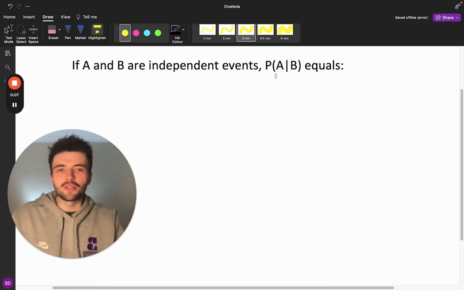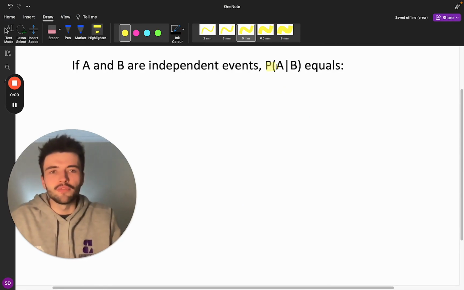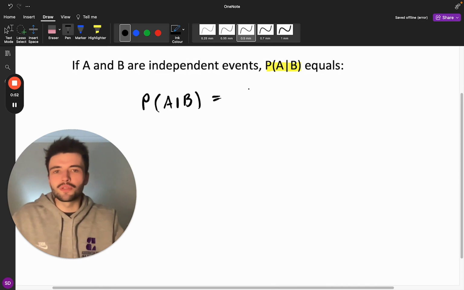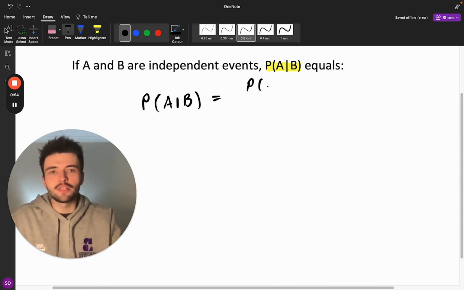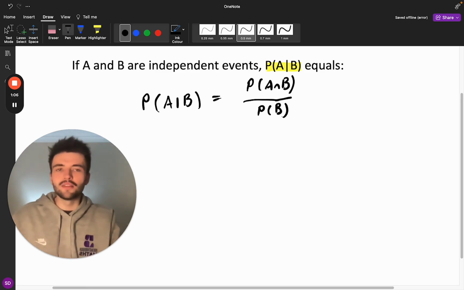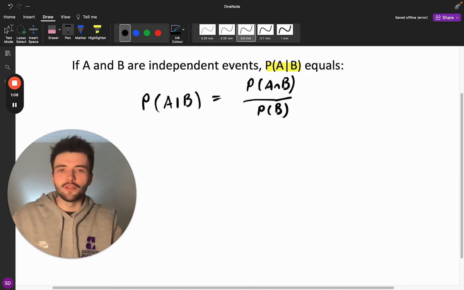So in this question, we're just exploring the definition of the probability of A given B. To explore this, we're just going to write down our formula. So we have the probability of A intersection B, and this is going to be over the probability of B. And this is a formula I'd recommend you learn off because it's very useful. And this is something we're going to rearrange shortly as well.